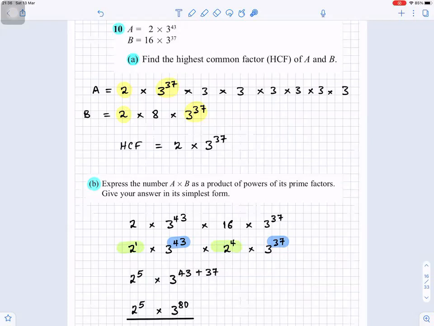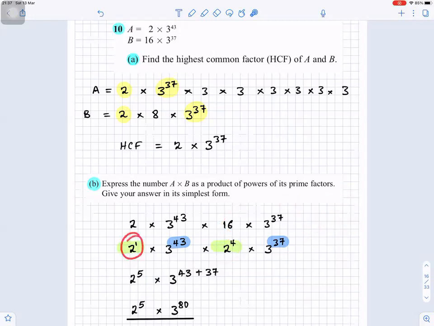Part B. Express the number A times B as a product of powers of its prime factors. Give your answer in its simplest form. So A times B, we've written A there, times B. So 2 is like 2 to the power 1 times 3 to the power 43. 16 is the same as 2 to the power 4. 2 times 2 is 4, 4 times 2 is 8, 8 times 2 is 16. So 16 is 2 to the power 4.